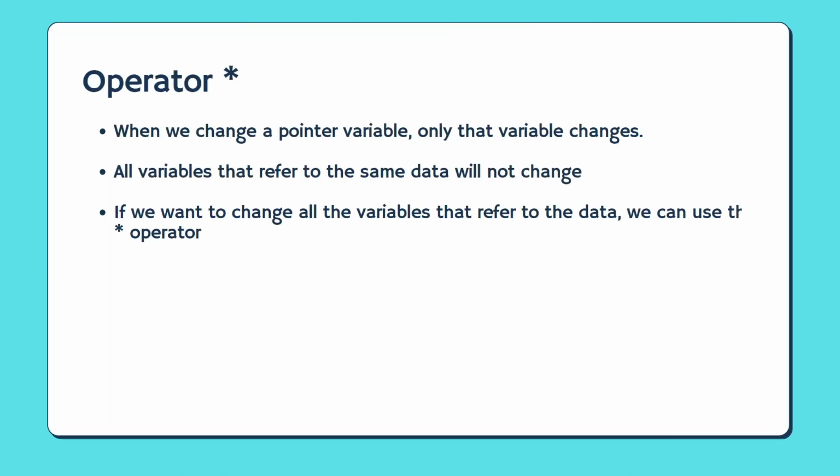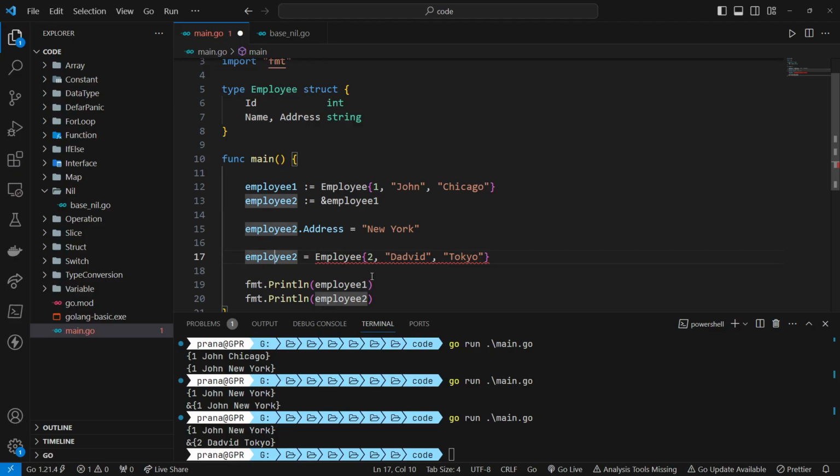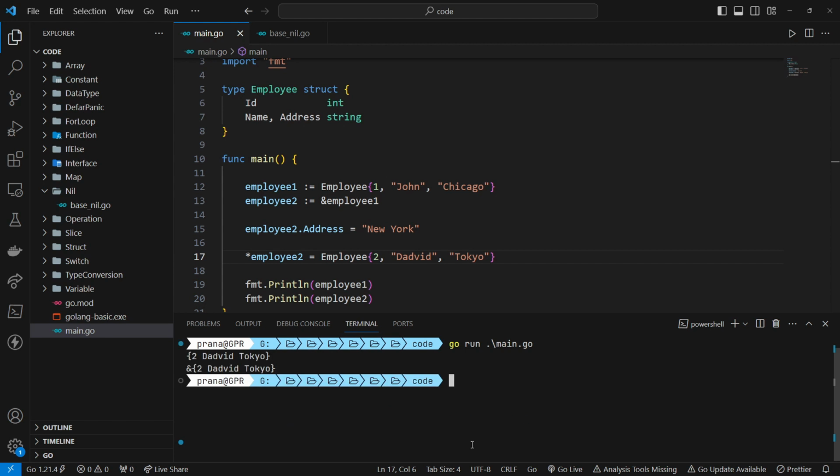Asterisk operator. When we change a pointer variable, only that variable changes. All variables that refer to the same data will not change. If we want to change all the variables that refer to the data, we can use the asterisk operator. By utilizing the asterisk operator in conjunction with pointers, we can dynamically alter the reference of employee1 to a new employee object, such as switching from the original John to a different employee.